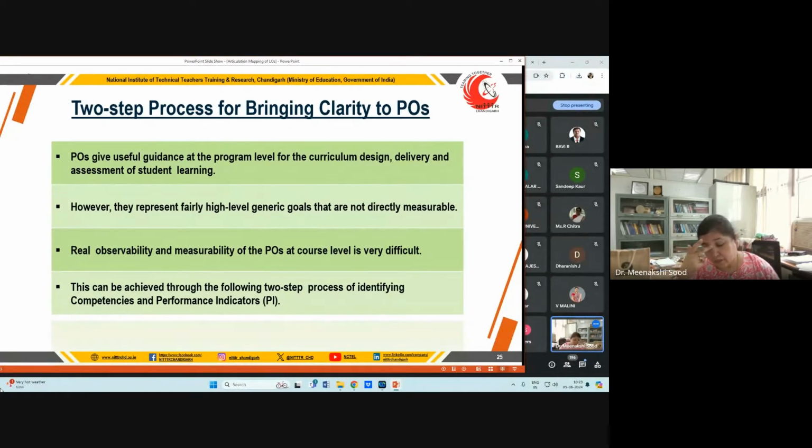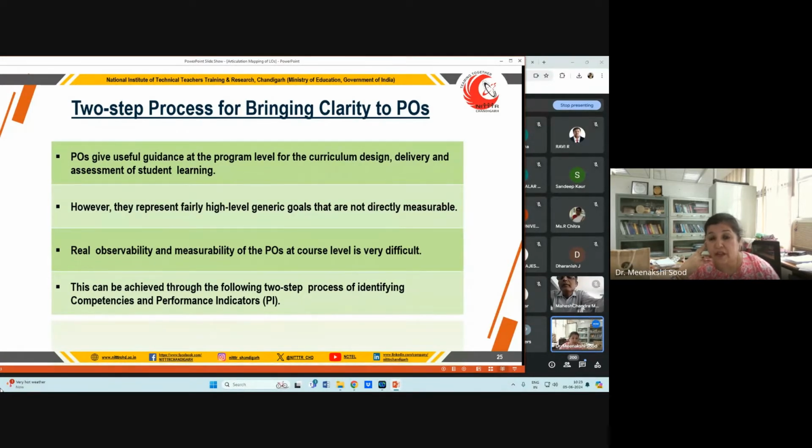But now NEP is coming up with the HECI, the Higher Education Council of India, in which accreditation will be compulsory for all programs, not only technical programs, but non-technical programs will also have to be accredited. So when they are accredited, the same process will be followed: that is the COs, POs, their mapping and their attainment.